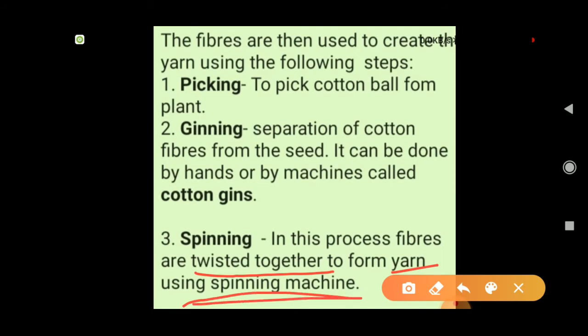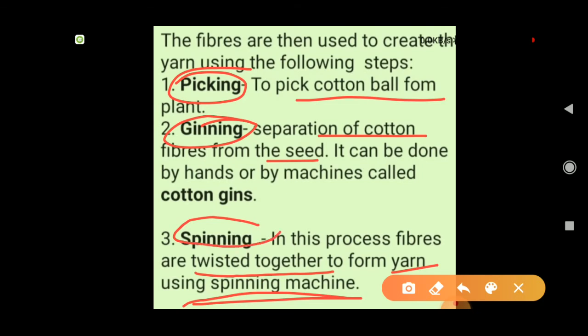Is it okay? Now see, once again we can revise it. The first step is picking. Picking is to pick the cotton ball from the plant. Second is ginning, separation of the cotton fiber from the seeds. And third is spinning, twisting the fibers together into yarn using spinning machines.